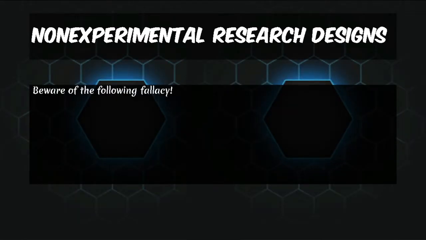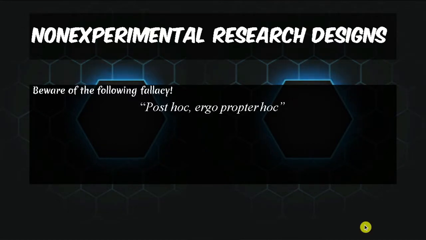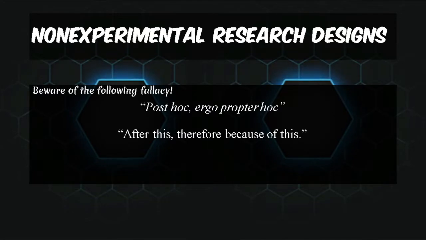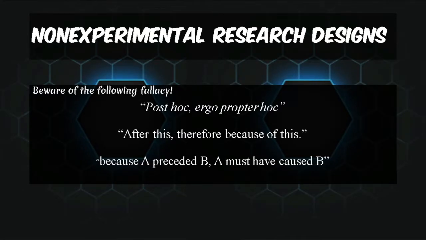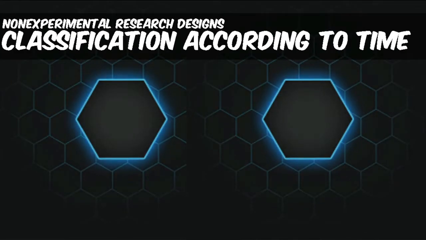Most social, scientific, and educational research problems do not lend themselves to experimentation. For experimental research designs, let us beware of the following fallacy: post hoc ergo propter hoc. In English, this means after this, therefore because of this. This is a fallacy that we should avoid: because A preceded B, or A came before B, A must have caused B. That is a fallacy.